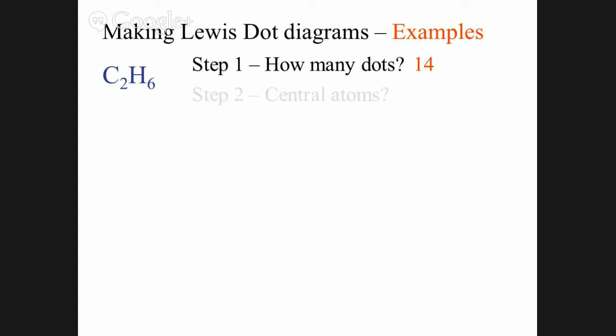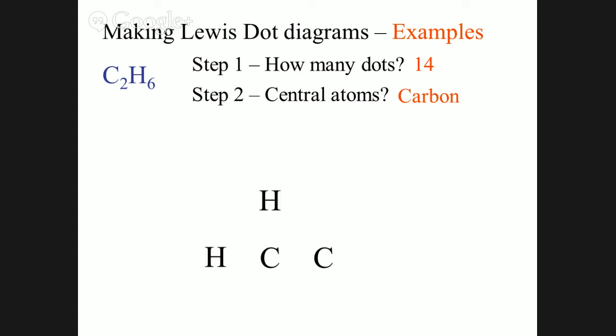Okay, now I pick the central atom. It's never going to be hydrogen. Carbon's going to be in the middle, so my 2 carbons are going to be in the middle, and I'm going to put my hydrogens around them. So there's my step 2. And again, notice how I've tried to orient things up and down and left and right.